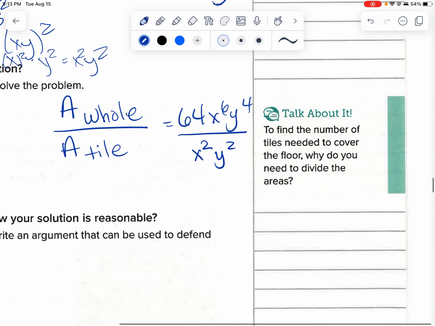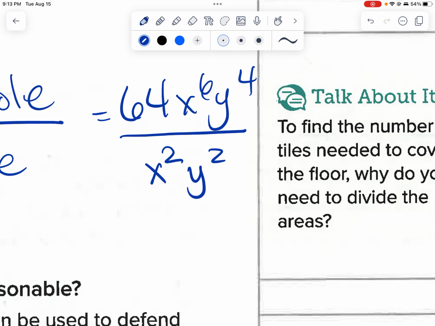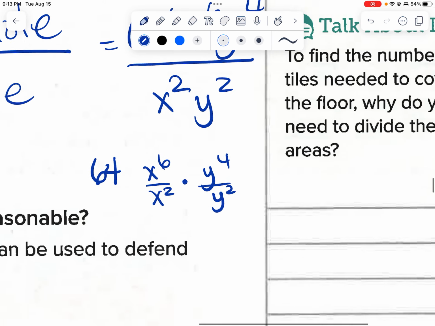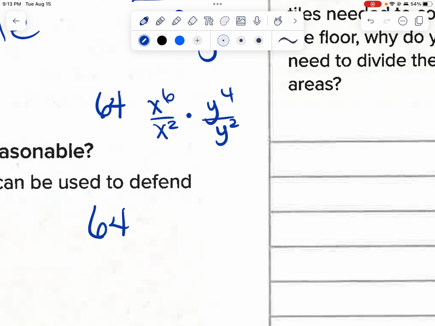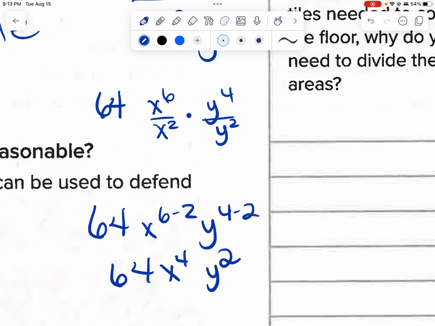Now we learned this in the last lesson. So I'm going to line them up. 64 is by itself. Then I have these two over each other, these two over each other, and I'm going to divide that. So I subtract my exponents. So I get 64 x to the 4th y squared. And that is how many tiles we will need.